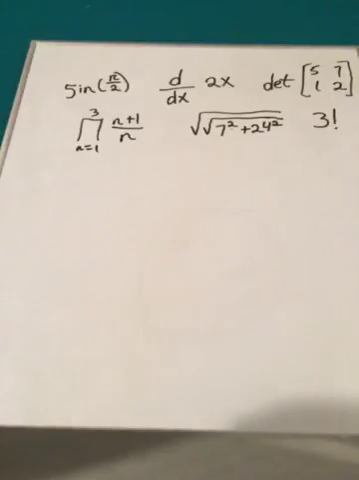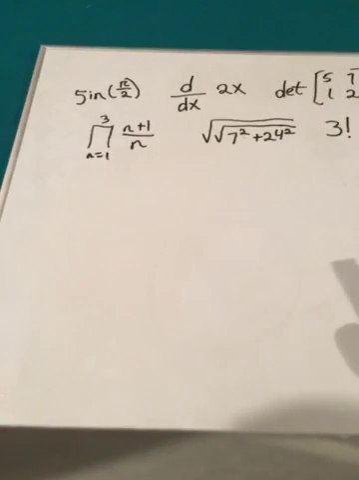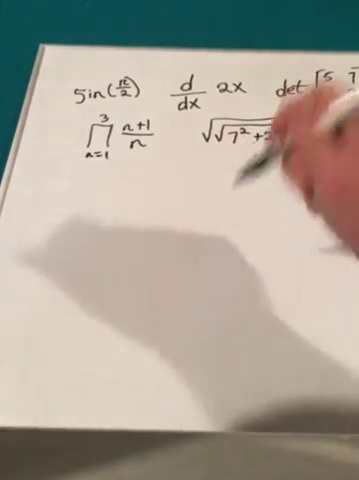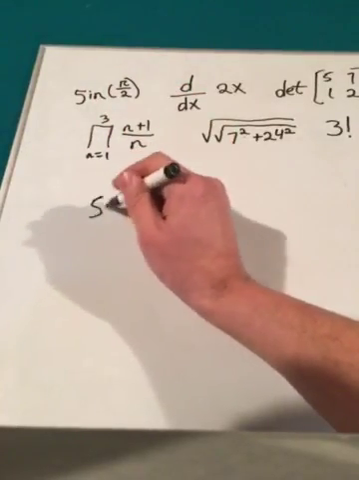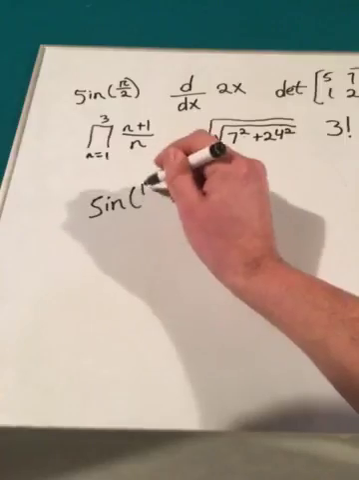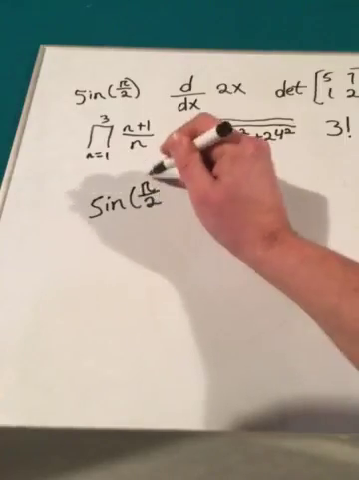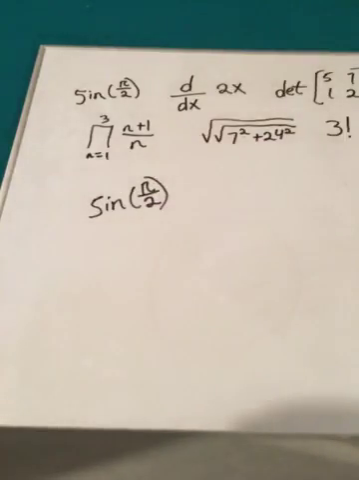Hello everyone. Let's take a look at a pretty interesting way that we can write the numbers 1 through 6. So let's start out by looking at the number 1. I claim that sine of pi over 2 is just another way that we can write the number 1.